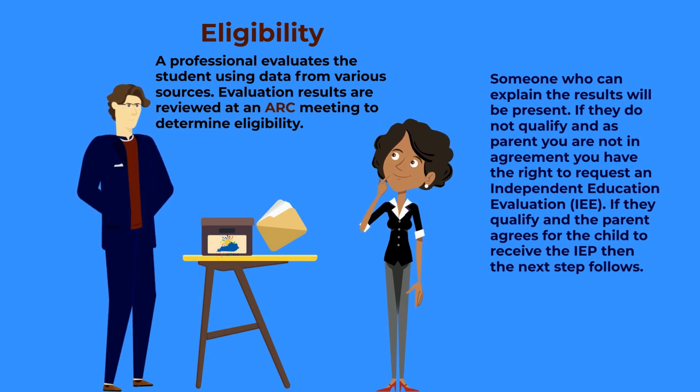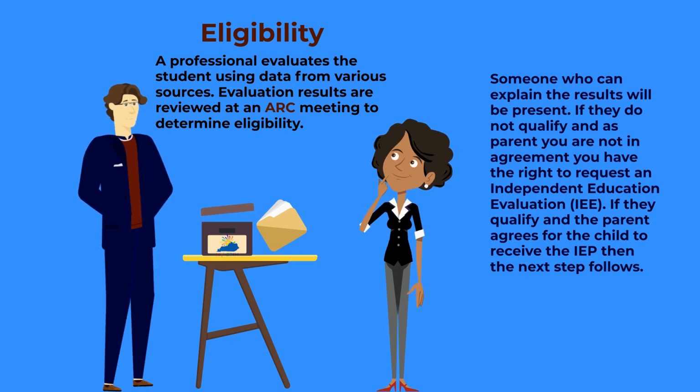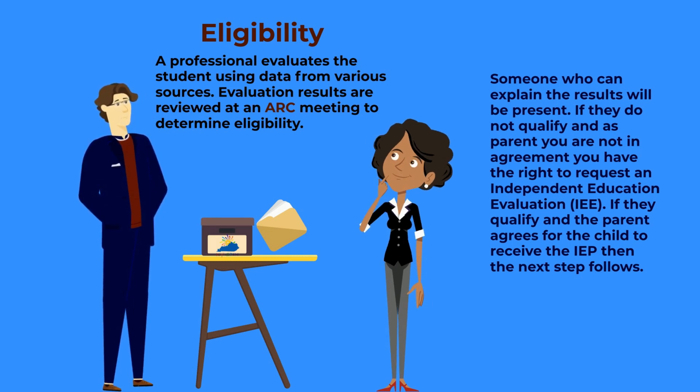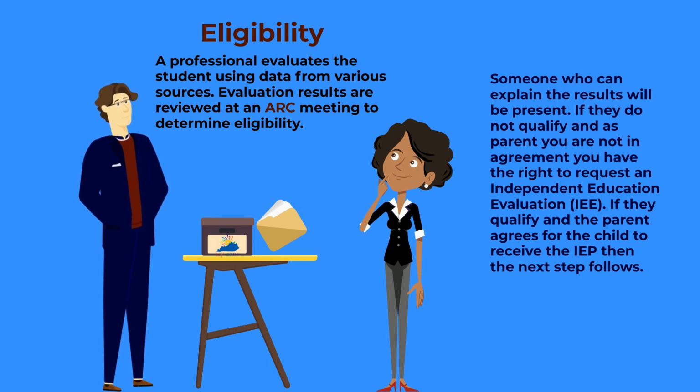Eligibility. A professional evaluates the student using data from various sources. Evaluation results are reviewed at an ARC meeting to determine eligibility. Someone who can explain the results will be present. If they do not qualify, and as a parent you are not in agreement, you have the right to request an independent education evaluation. If they qualify and the parent agrees for the child to receive the IEP, then the next step follows.